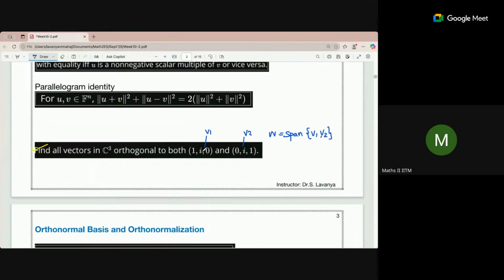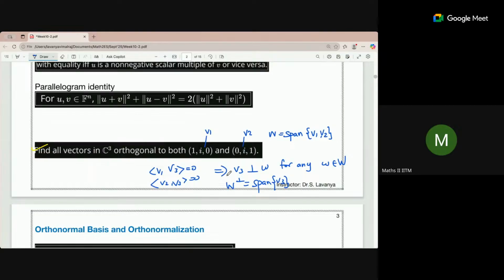Now let us say v3 is the vector which is orthogonal to both v1 and v2. So the inner product of v1 and v3 is 0, and of v2 and v3 is 0. So v3 is the vector perpendicular to v1 and v2. This implies that v3 is perpendicular to w for any w in this subspace W. And what is meant by orthogonal complement? In this case, the orthogonal complement is simply span of v3.